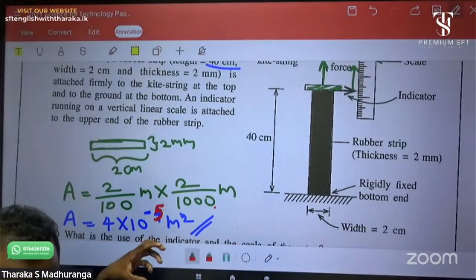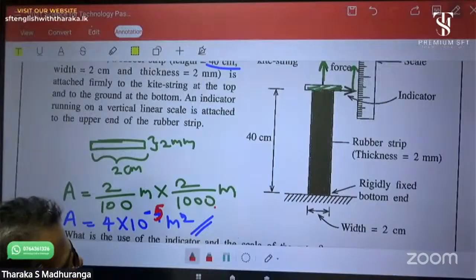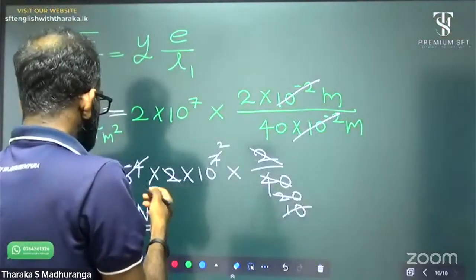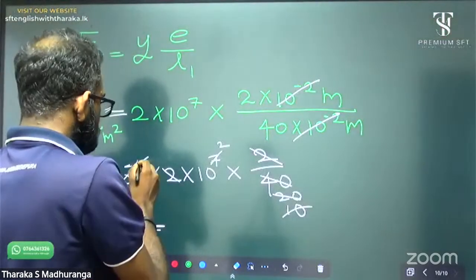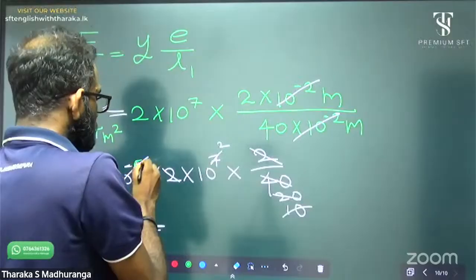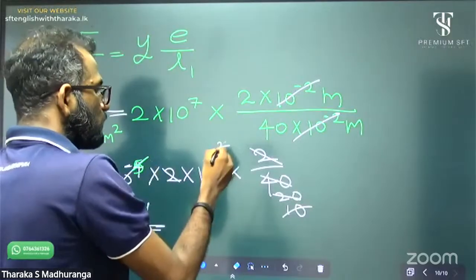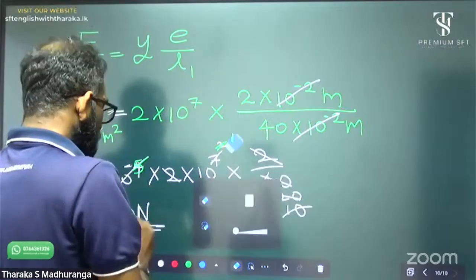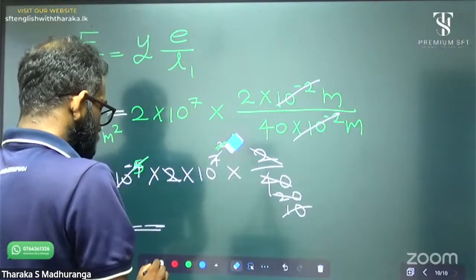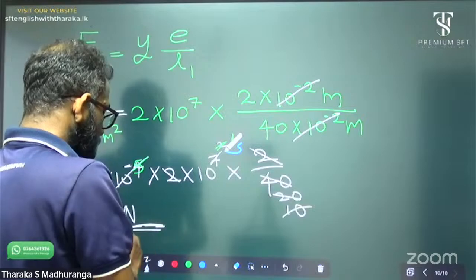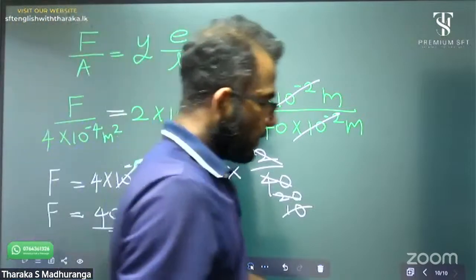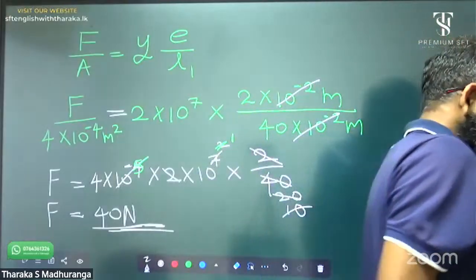It's a very good question. This type of question will definitely be asked this time. It is within the 10 to the power 5. Then only 10 to the power 1 remains. Then 40 Newton is the answer. So my bad, 40 Newton is the answer.